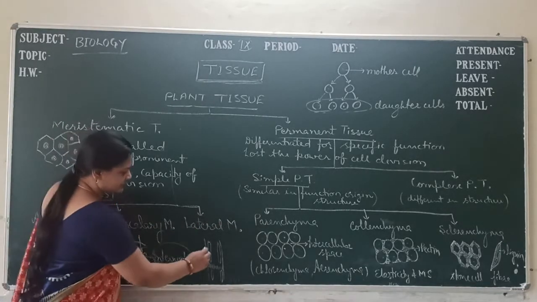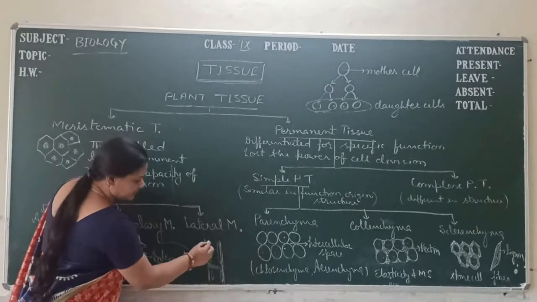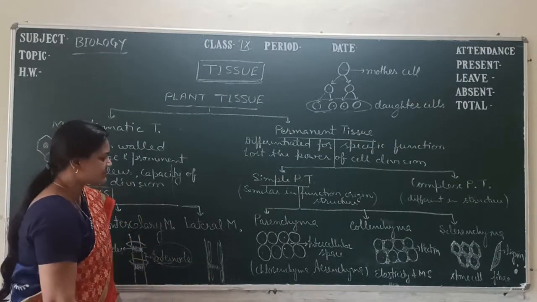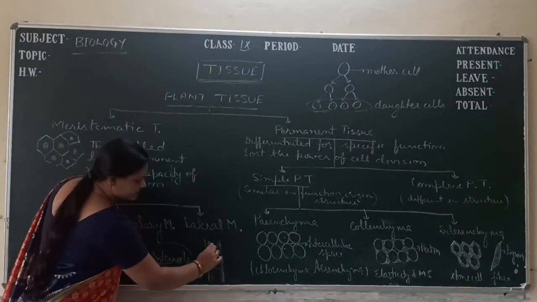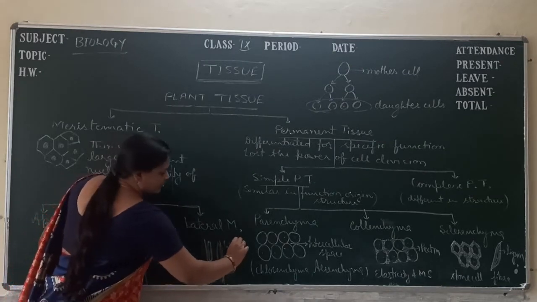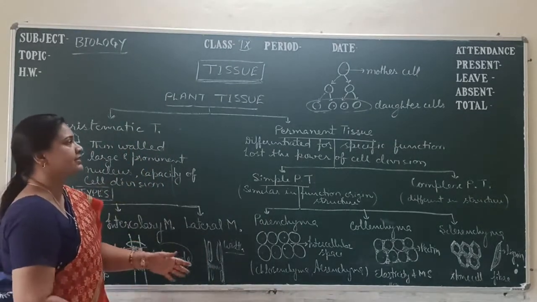The third type of meristem is lateral meristem. It is present in roots and stem both, but in a lateral position, like our hands. The position of our hands is lateral. So the lateral meristems are responsible for growth in width, or secondary growth.